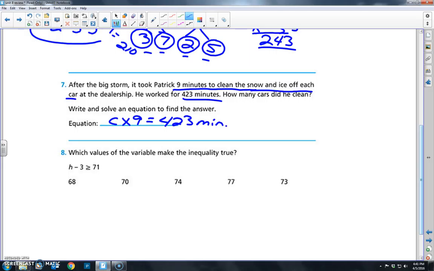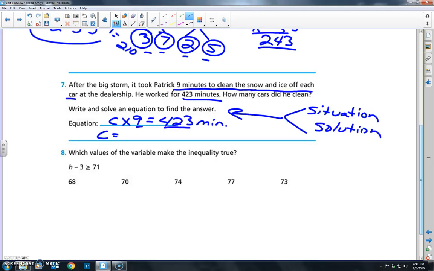Okay? So on the test, you might see something like a situation equation or solution equation. I just want to make sure that you know how to write an equation. Okay? And now I need you to solve this. So C is going to equal, think about what you have to do.